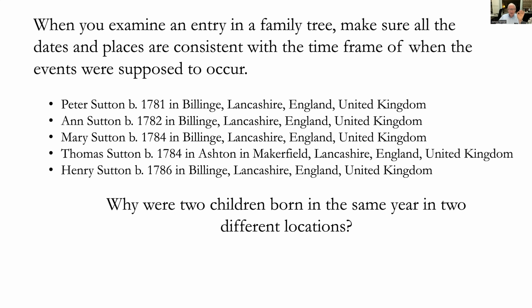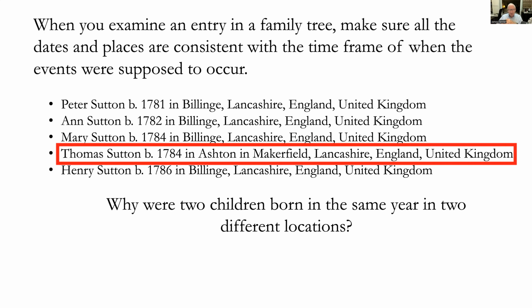And so the question that comes up immediately when you read an entry like this, which by the way was copied right out of FamilySearch Family Tree, is: why were two children born in the same year in two different locations? When you ask that question, you have to get into the historical context, which is the time frame and the actual location of these places. So we take that one and say, well, that's probably the one that's out of place, because all the other children come from the same place.